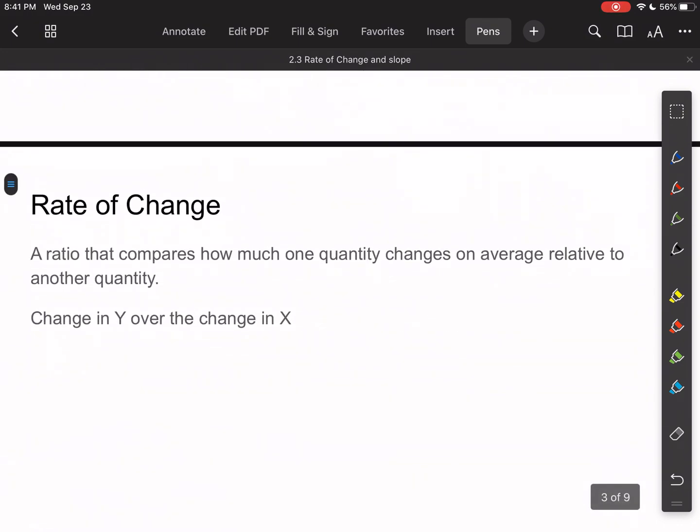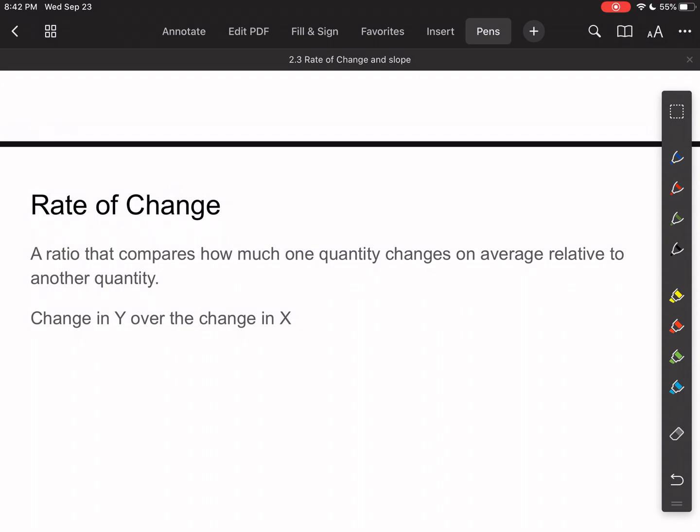two objectives. First of all, a rate of change is simply a ratio that compares how much one quantity changes on average relative to another quantity. Okay, so when we're talking about rate of change in regards to slope, that's just going to be the change in y over the change in x.